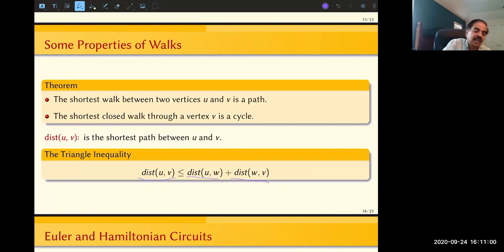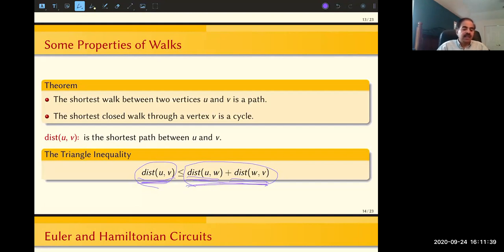This is obvious because if there was a node W through which these two distances add up to something less than the path you have between U and V, that means that this is actually the shortest path. You should go from U to W and then W to V. So by definition, if you already have a shortest path from U to V, then it should not be possible for you to pick another intermediate node through which you can walk and then arrive at V in a smaller number of edges.